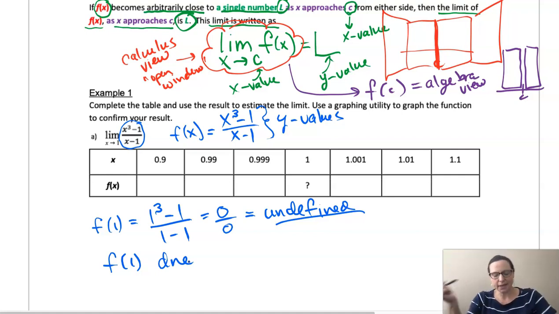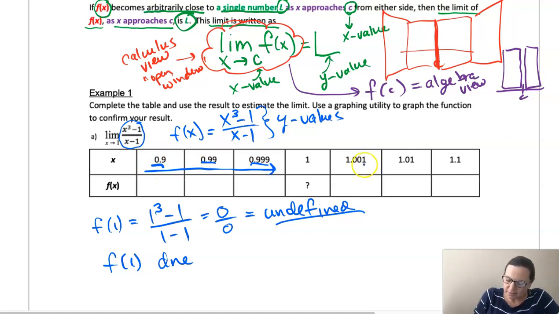So what we're going to do is take advantage of technology here. We're going to plug in these x values here. So these are numbers that are getting really close to 1, but they're less than 1. So these you could say are on the left, approaching 1 from the left. And then these numbers are super, super close to 1, right? 1.001, 1.01, 1.1. These numbers, if I go this way, are getting closer and closer to 1. They're getting smaller and smaller and closer to 1 on the right-hand side.